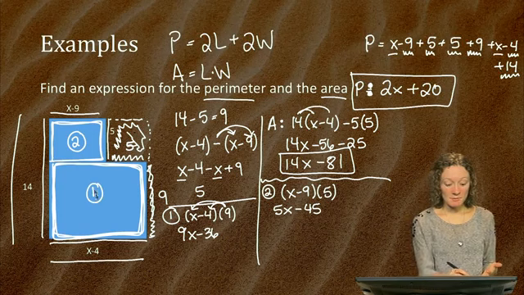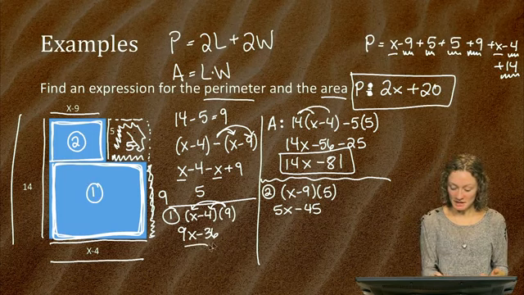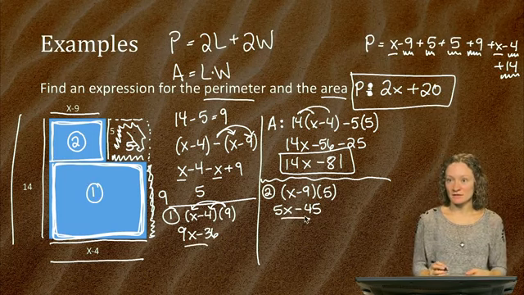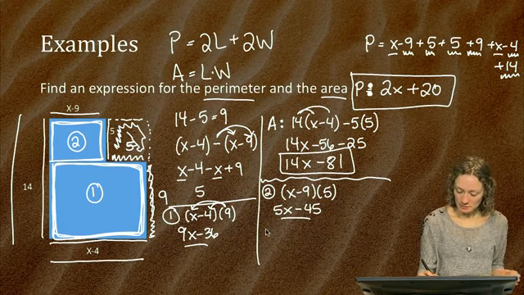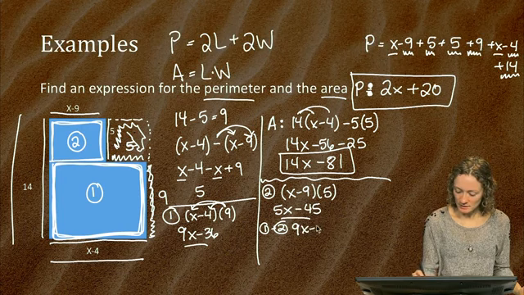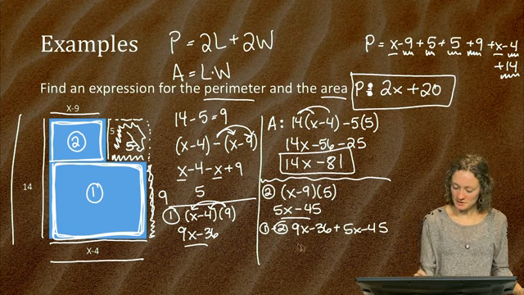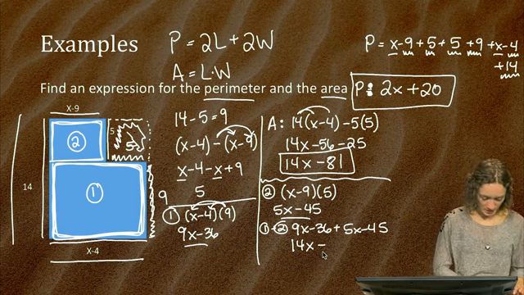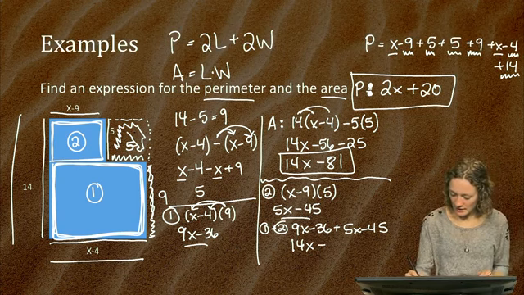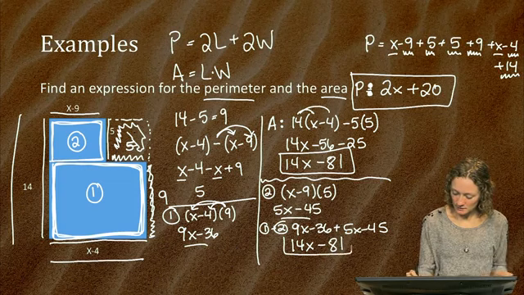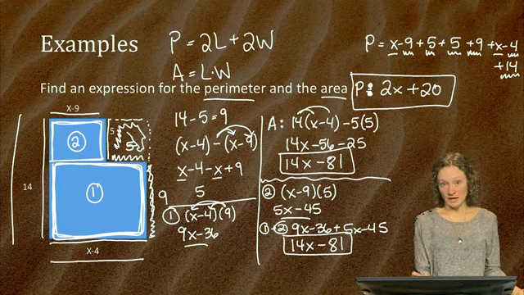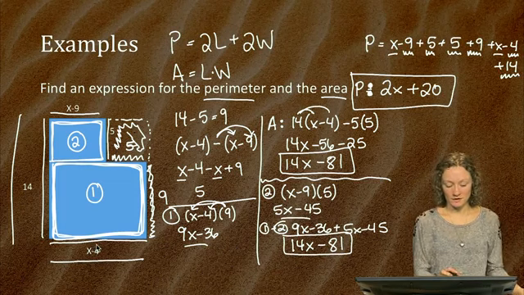And then to get the combined area of these two, we'll just add them together. Add 1 and 2 together. So let's add them under here. 1 plus 2. We have 9x minus 36 plus 5x minus 45. Combine like terms. We get 14x minus, let's make sure, 81. Completely different way of finding the area of the same figure.